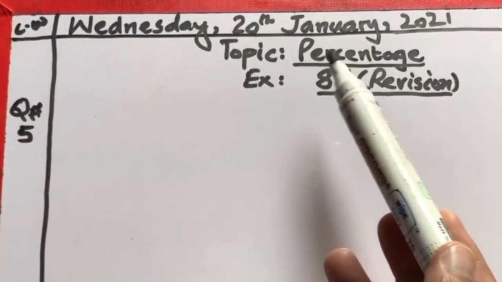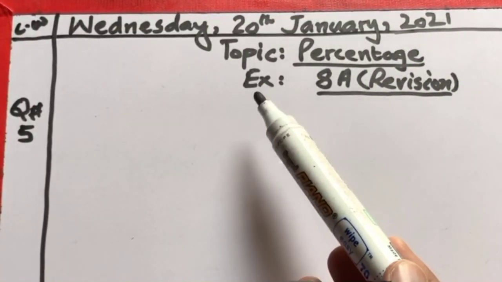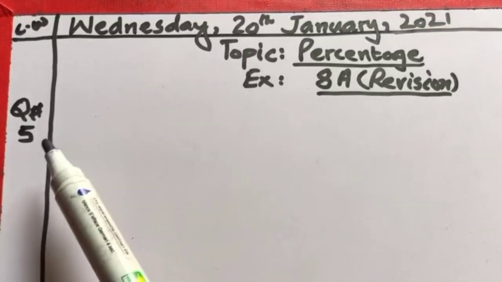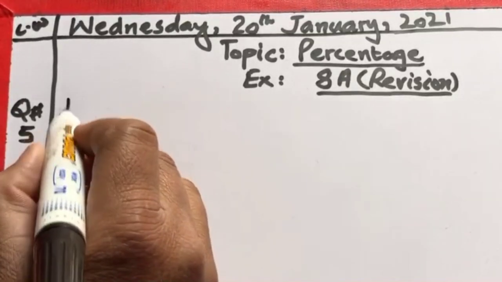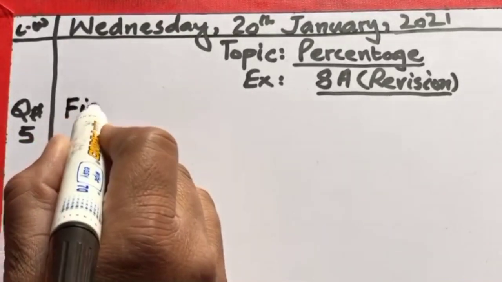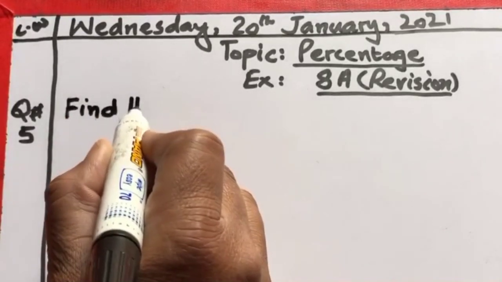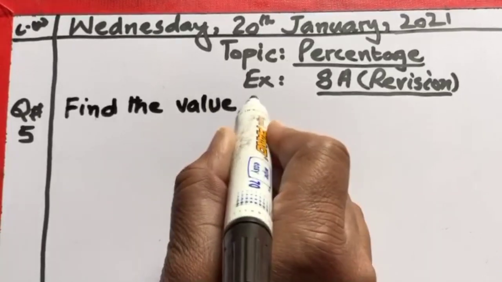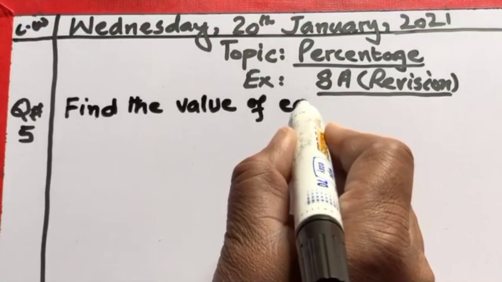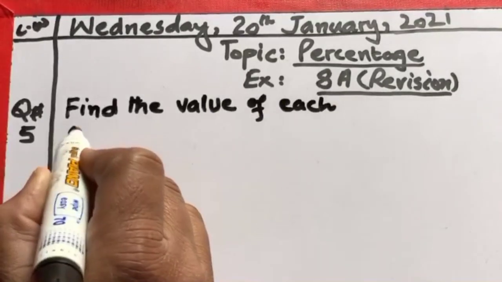Today the topic is percentage. Today we are going to revise exercise 8A and question number 5. The statement of question number 5 is: find the value of each of the following.